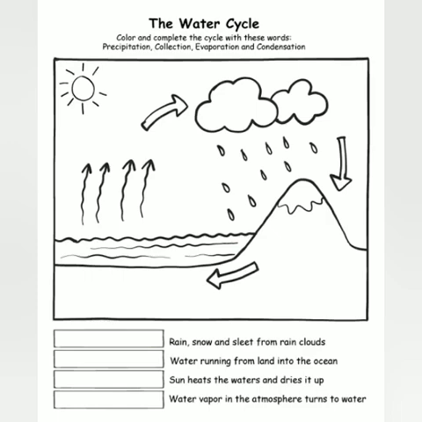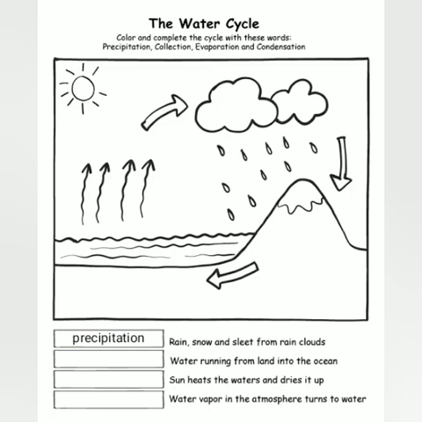Okay, let's take a look at this worksheet now about the water cycle. We're going to use the words precipitation, collection, evaporation and condensation. So let's take a look at the first one. Rain, snow and sleet from rain clouds. Which of the four is it? So rain, snow and sleet from rain clouds is precipitation.